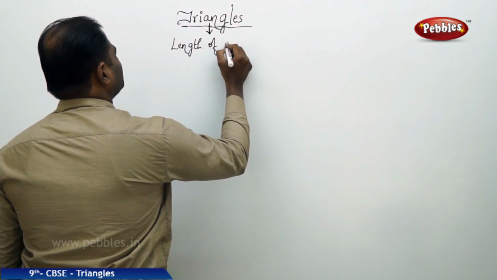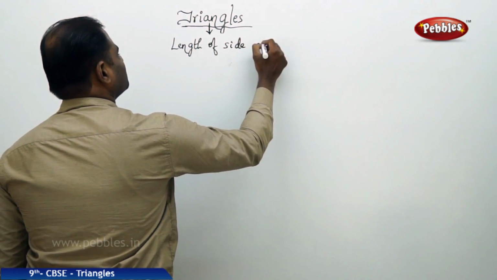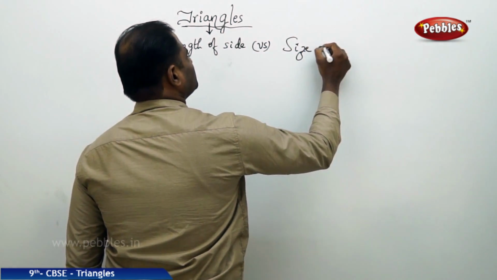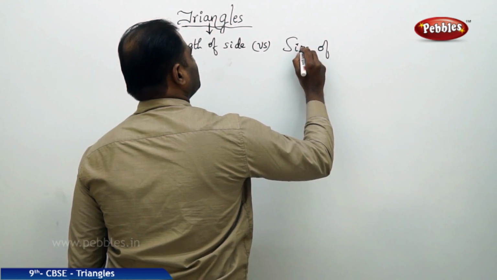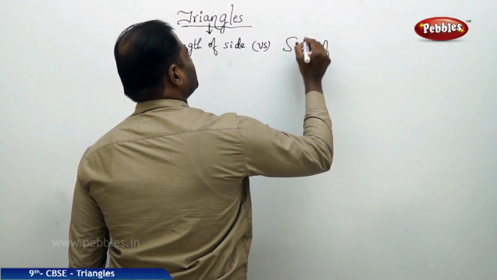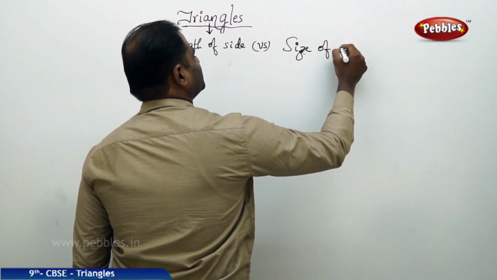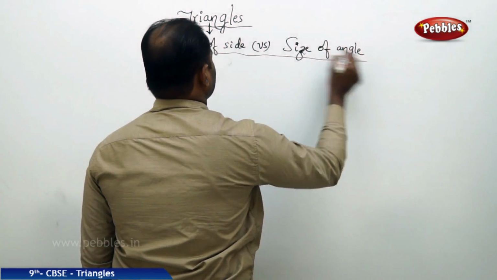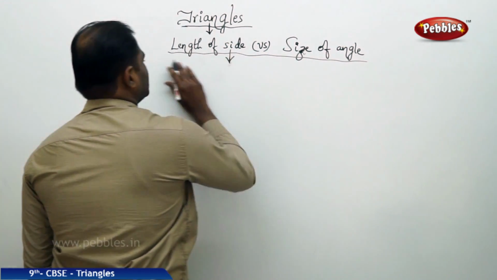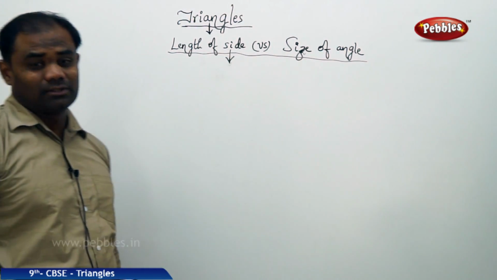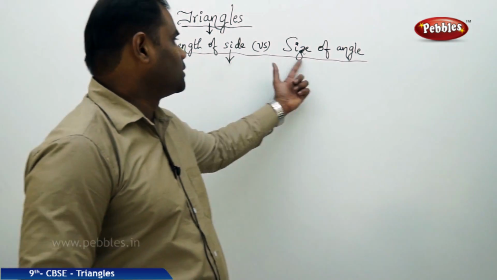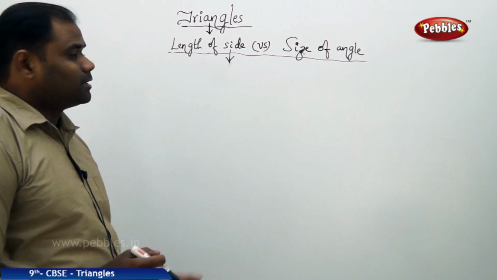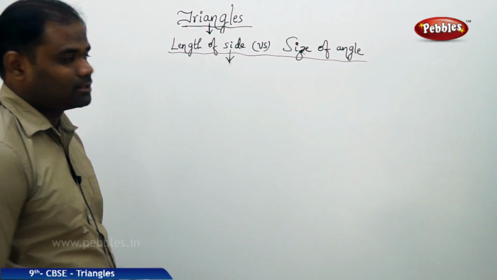Length of side versus size of angle. So let's see how we can connect the length of the side of a triangle with the size of the angle that is made. Before we get into understanding this, let's take a smaller line.